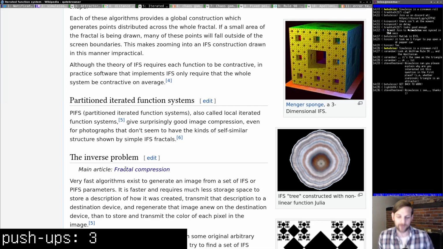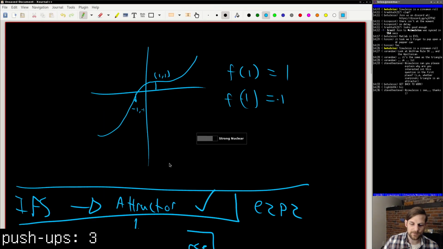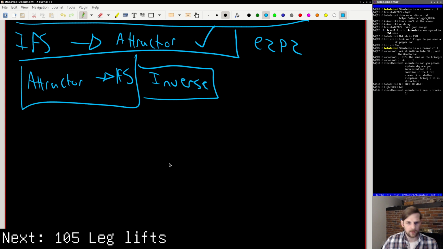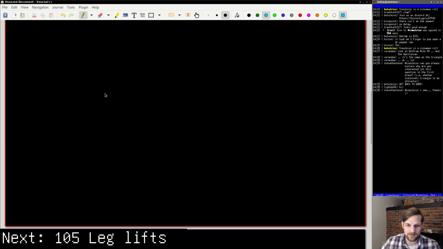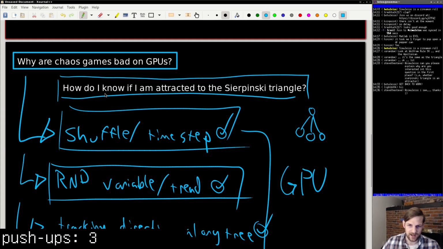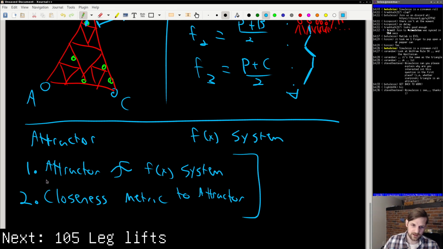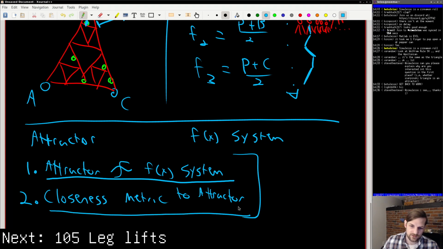Okay, so this is actually really cool. I'm psyched about this. Now that we know this is the case, let's kind of spitball some stuff here. What I was trying to ask at the start of stream was the following. Again, how do you know if you're attracted to the Sierpinski triangle? And this comes up with 2 additional questions. How do we know what attractor is related to a set of function systems without iterating through the set of function systems? That's question 1. And question 2 is, do we have a closest metric to the attractor?